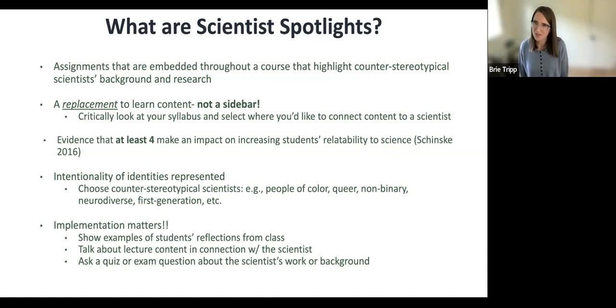Because some of my students aren't going to understand the research from these scientists very well in these research articles, right? We know that students have a hard time digesting research articles.